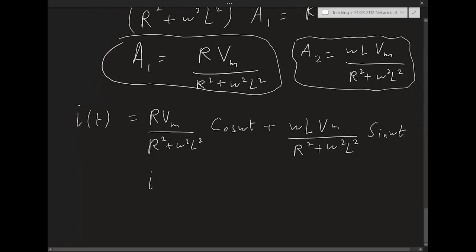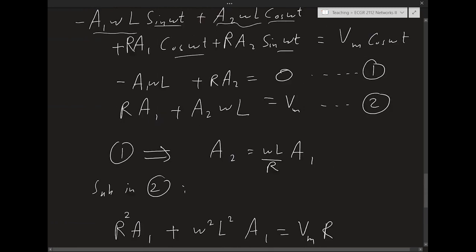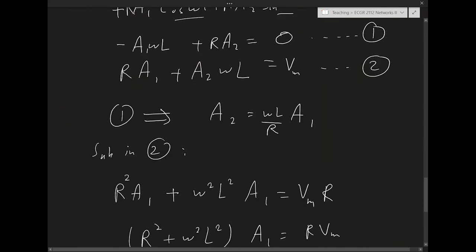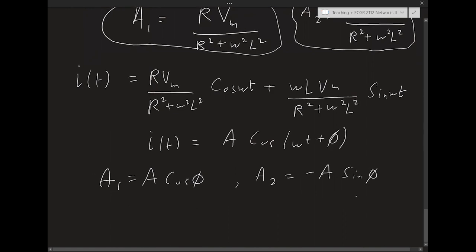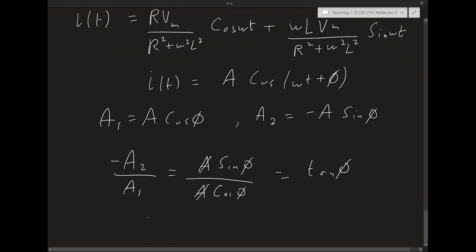Okay. So I want to write this in this form, right? I want to write this as A cosine of omega t plus phi. So A1 is A cosine phi, and A2, I think we did that up here, A2 is minus A sine phi. So I want to solve for A and phi. Let's solve for phi first. I can take minus A2 over A1. That's going to be A sine phi over A cosine phi, which is tan phi. So phi equals tan inverse of minus A2 over A1.